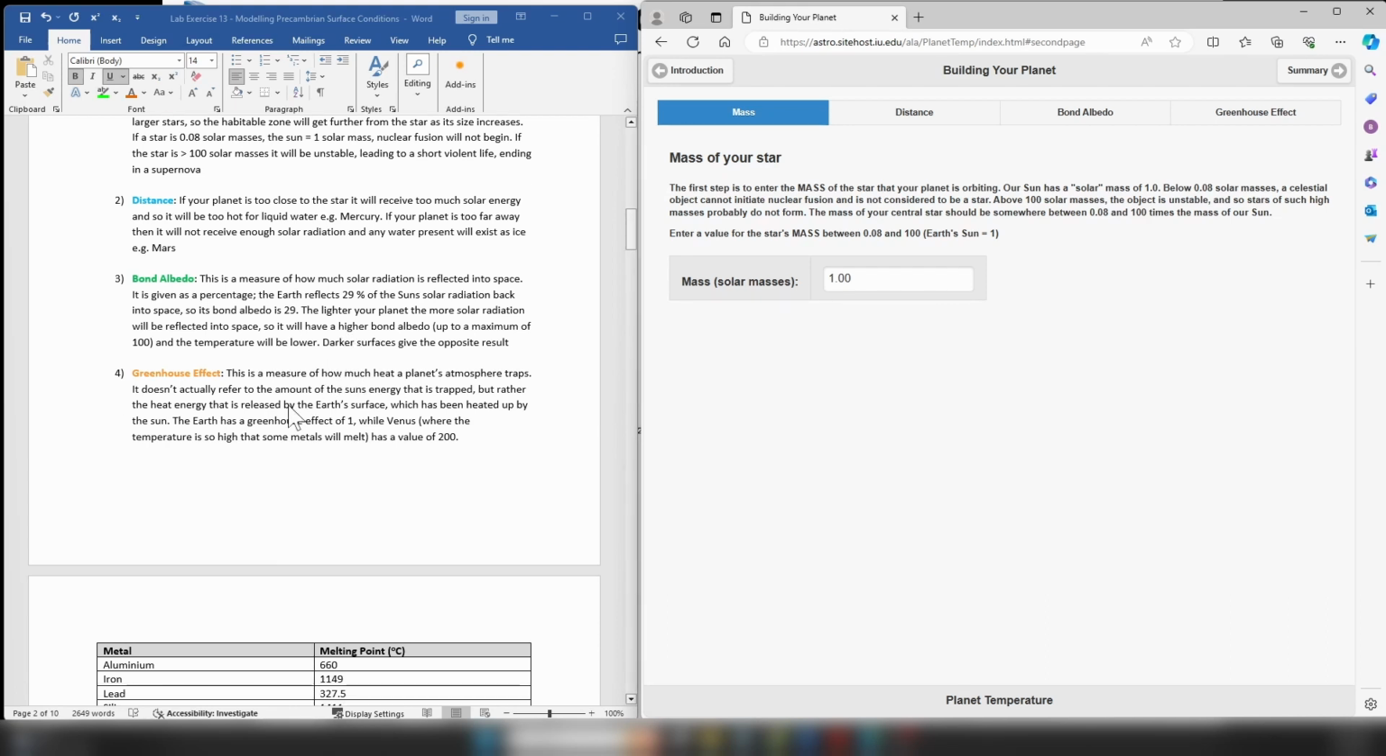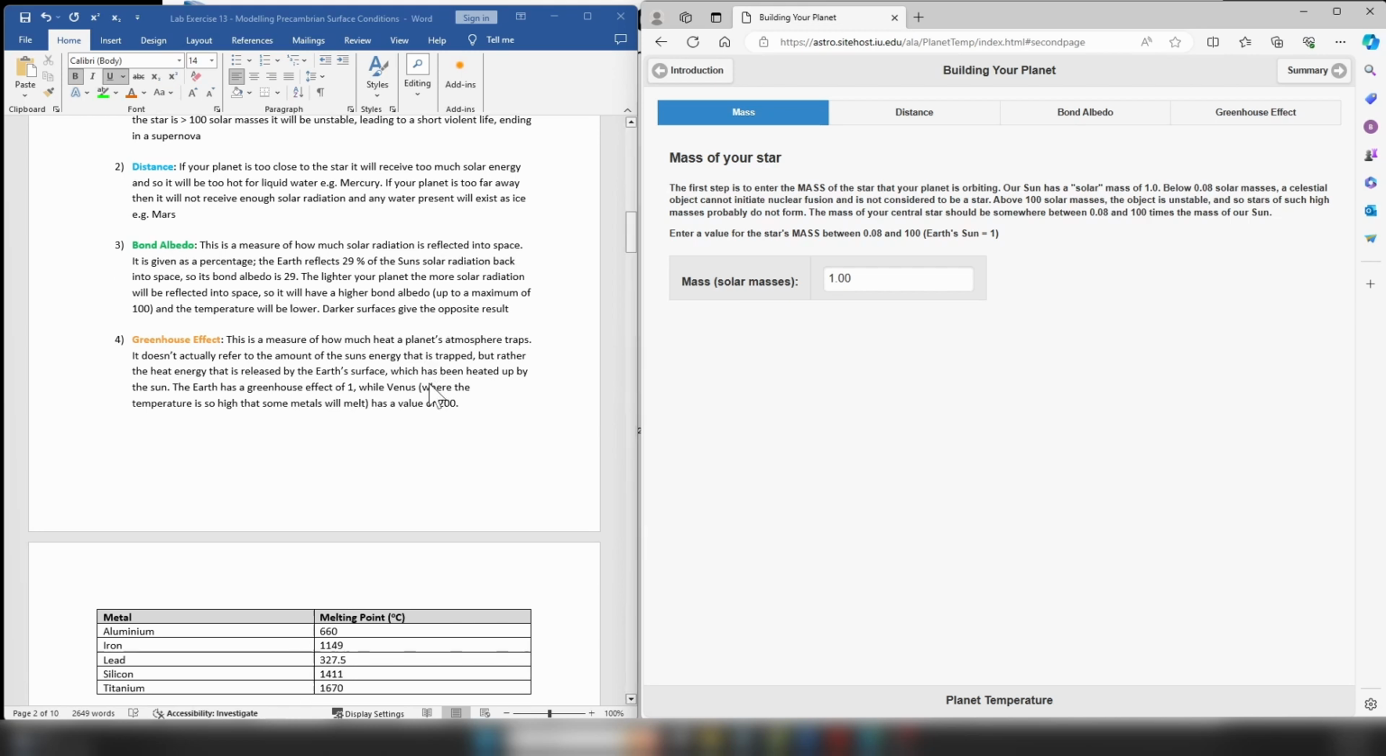So when we are discussing the greenhouse effect, the Earth's modern greenhouse effect is given a value of 1. So for comparison purposes, the greenhouse effect on Venus has a value of about 200. So that shows you just how much more potent it is when compared to the Earth's greenhouse effect.